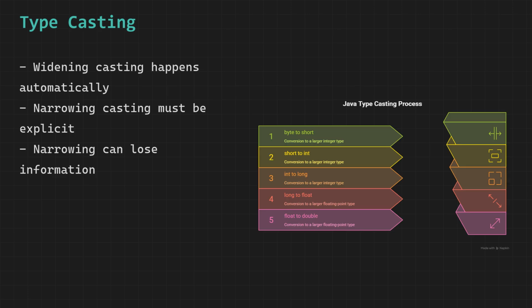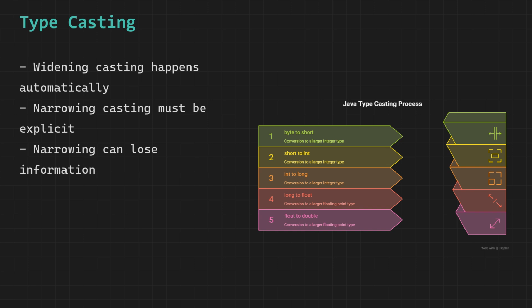Typecasting is the process of converting a value from one data type to another. Java handles this in 2 ways depending on whether you're going from a smaller type to a larger one or vice versa. Looking at the diagram, imagine a one-way flow from left to right for widening: byte, short, int, long, float, double. Each step moves to a larger type.